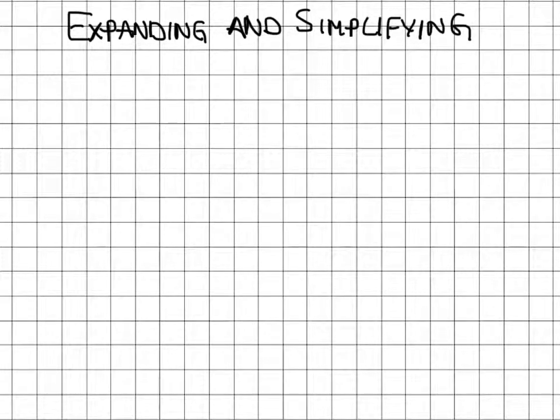This lesson's on expanding and simplifying. That's where I have an expression such as x plus 1, and I'm going to multiply it to 2x minus 4. So that means that I have all of this times all of this. What we're going to end up doing is taking everything in this set of brackets and multiplying it to everything in this set of brackets.